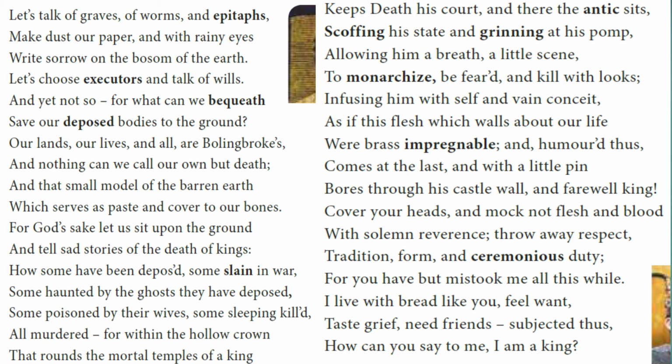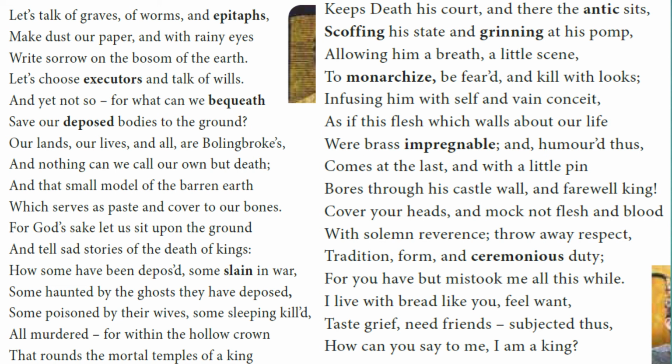And yet, what can they pass on to the next generation, other than leaving their rotting bodies to the ground? Their land and their lives now belong to Bolingbroke, and they can call nothing their own except for their death and the little patch of earth that will cover their buried bodies. For God's sake, he says, let us sit on the ground and tell sad stories of the death of kings: how some were overthrown and some killed in war, some haunted by the ghosts of the kings they had overthrown, others poisoned by their wives, others killed in their sleep. All of them, however, were murdered.